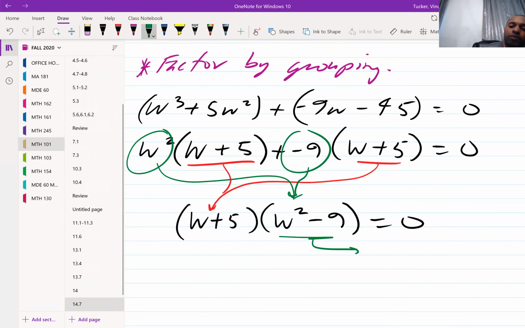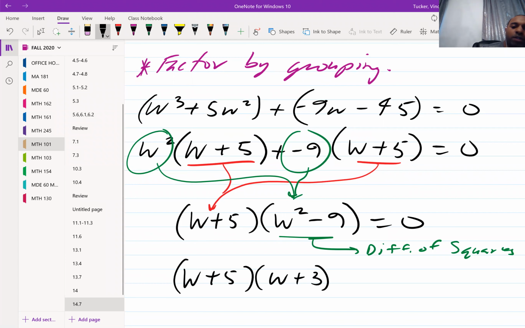Now this is the difference of squares. So that means that can be factored into W plus 3, W minus 3. All right, so before we solve, any questions on the factorization? We factor completely. We have W plus 5, W plus 3, W minus 3.